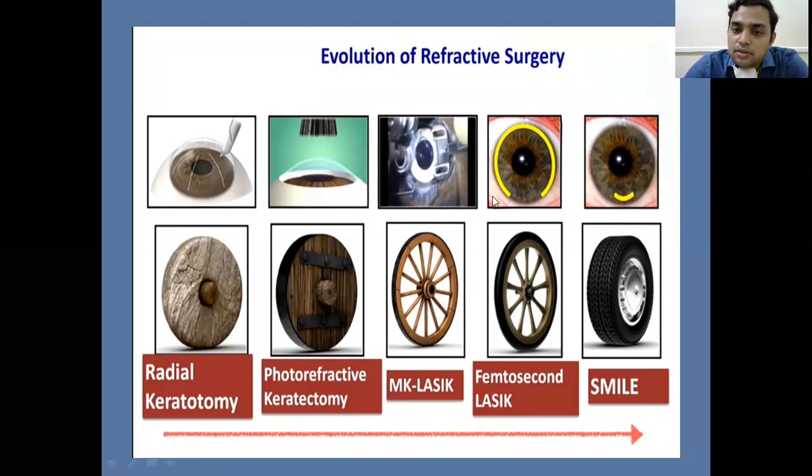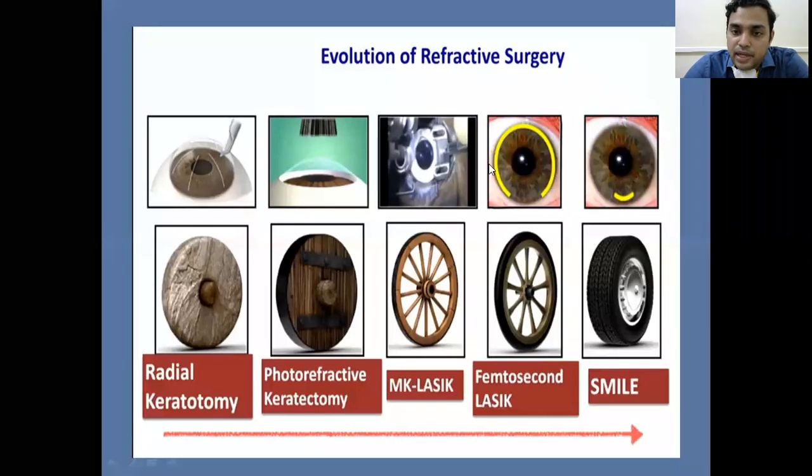And then we advanced to femtosecond LASIK, where for creating the flap, this yellow part is the site where we have to create a slice, and we create a flap with the help of femtosecond laser. It is a blade-free LASIK, and now we have advanced to the recent procedure called SMILE or ReLEx. Here we give a small incision with the femtosecond laser, enter into the interstromal part of the cornea, and remove a small part that we call a lenticule. So this is the evolution of refractive surgery for myopia. I think with this picture you can get a clear idea about the evolution of refractive surgery.